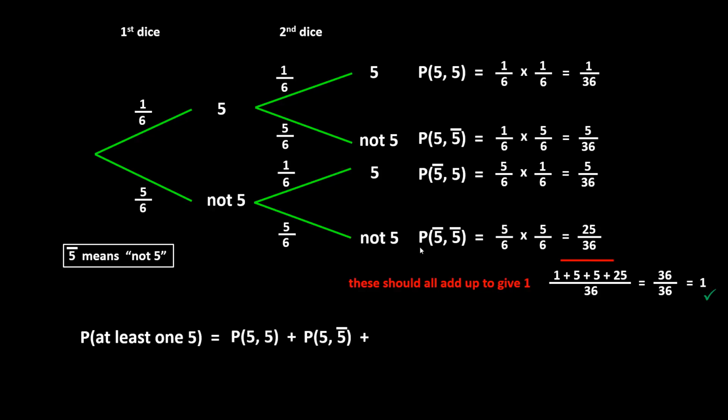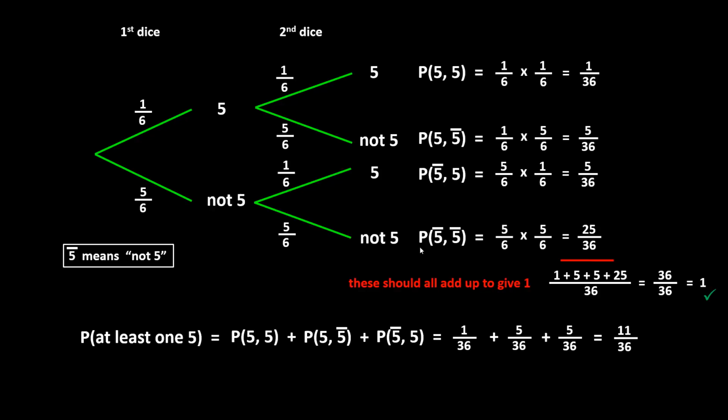So the probability of at least 1 5 is the probability of getting 2 5s, or 5 and not 5, or not 5 and 5. So we've got 1/36, 5/36, and 5/36. So it's 11/36. The probability of getting at least 1 5 is 11/36.